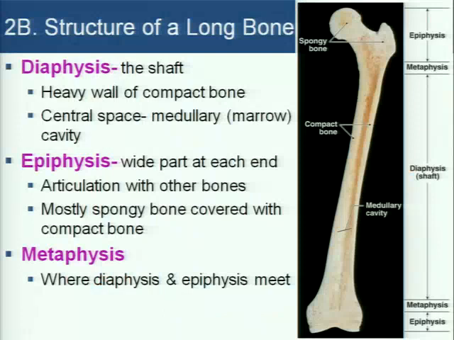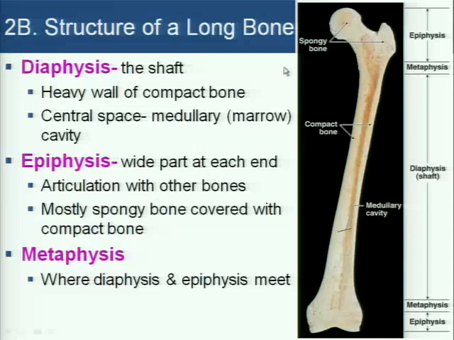The structure. We're going to use a long bone as an example. We use different words for different areas of this bone. The long part of the long bone, which is this part right here, is the diaphysis. That's usually full of compact bone. It has a medullary marrow cavity in the center. The epiphysis, that's the edges of the bone, so down here and up here.